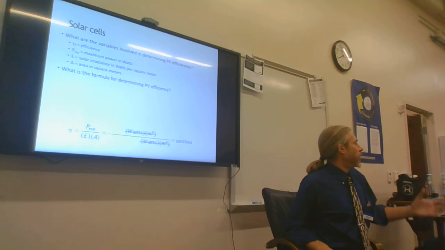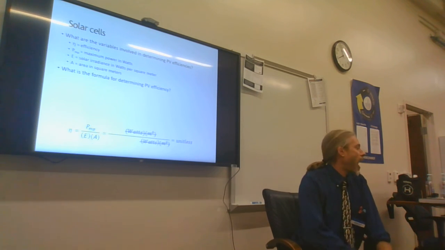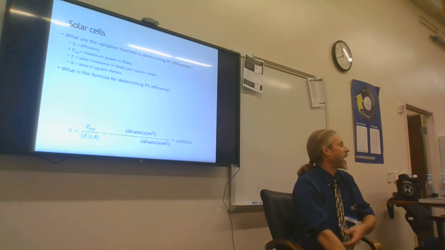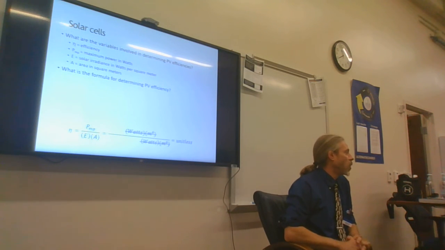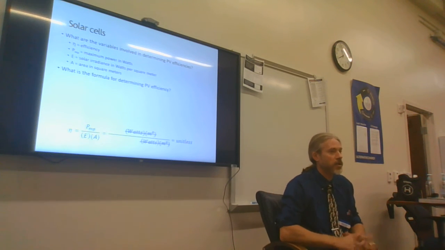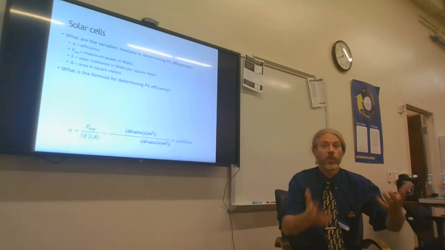So there are variables that determine the efficiency of cells. I need you guys to be able to calculate the efficiency based on the number of watts, the irradiance, the watts per square meter, and the area in meters. This is going to go in two different directions. I'll start with the simpler way.